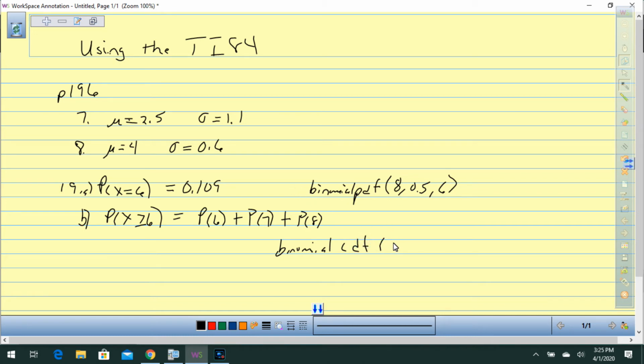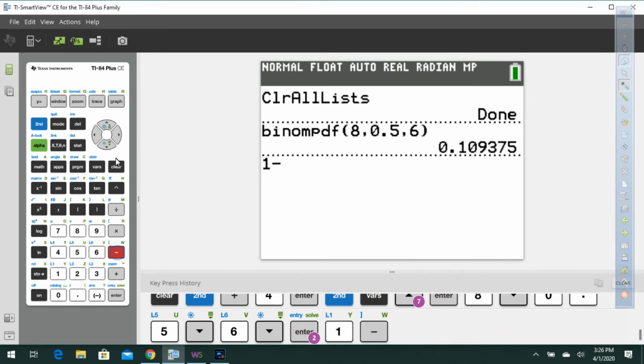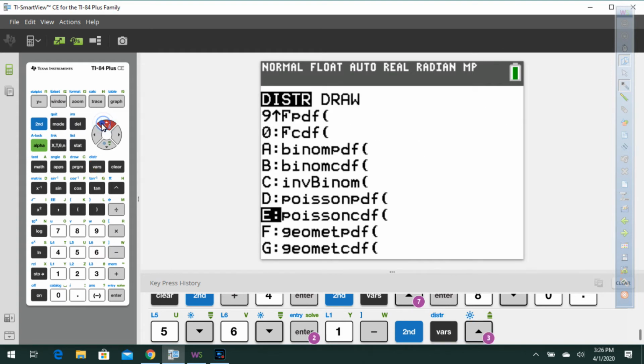So we would put in 8, 0.5, and since we want 6, we're going to put in a 5 here, but we're going to do 1 minus that. And that's because of the way the binomial CDF works. It goes 0, then 1, then 2, then 3, and 4, and so on. So to work with that, we've got to do 1 minus. So we've got 1 minus second distribution, and let's go get the B.